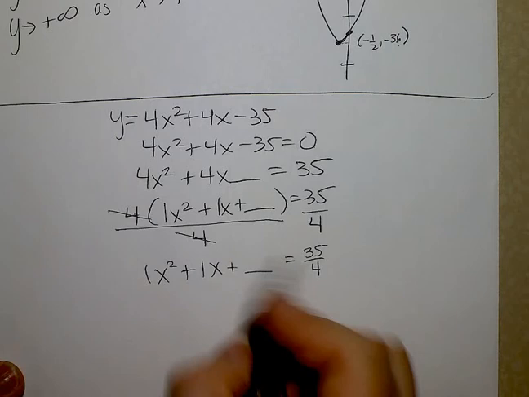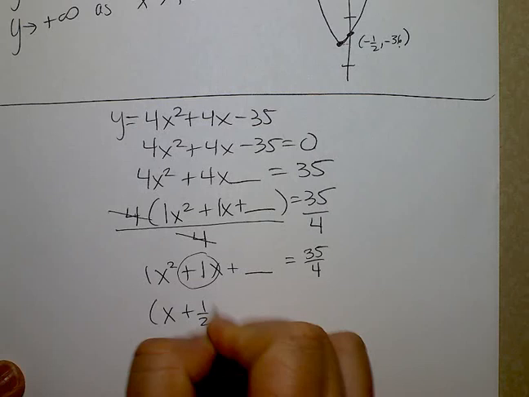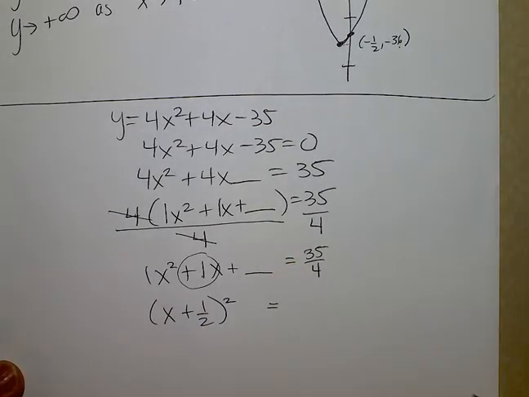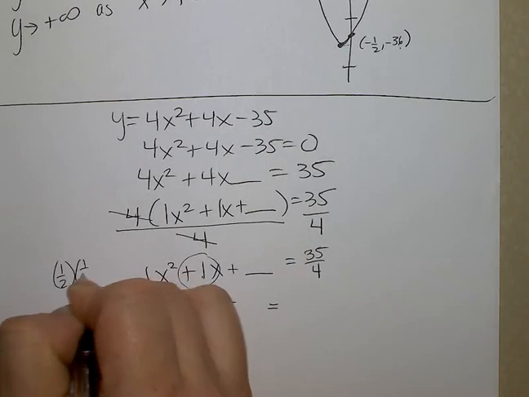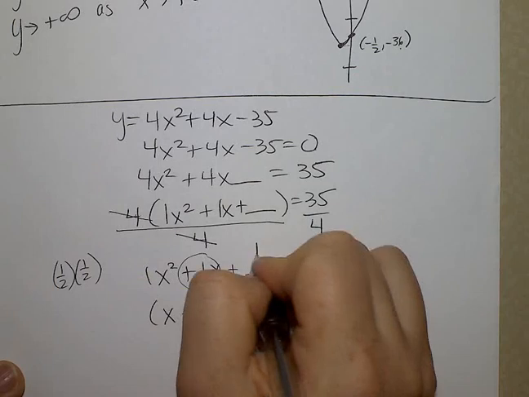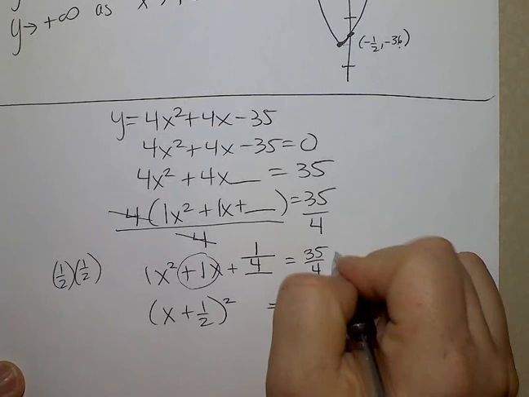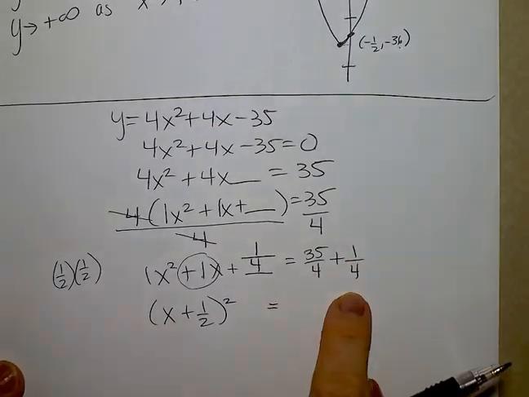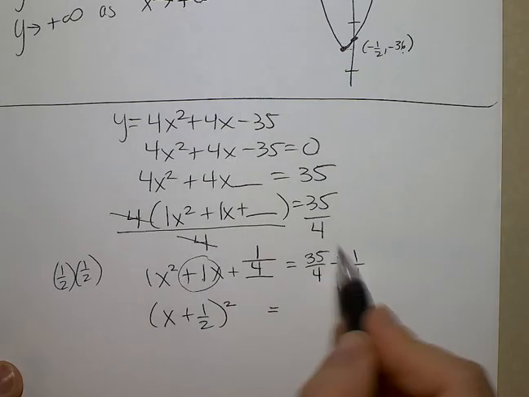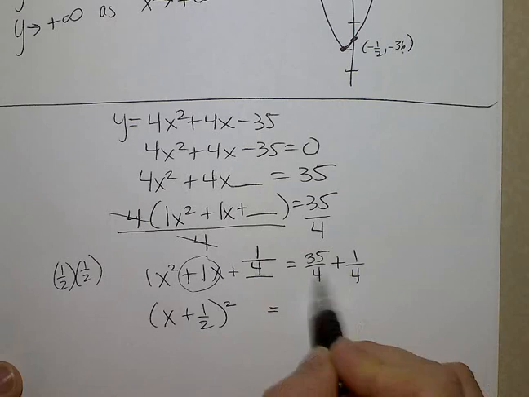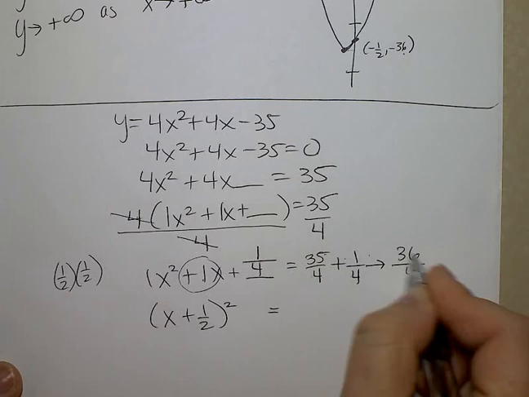Now I'm going to take the b value and I'm going to divide it by 2. 1 divided by 2 is 1/2. And now I need to square 1/2. Remember that 1/2 squared is the same as 1/2 times 1/2. 1 times 1 is 1. 2 times 2 is 4. Since I just attached a positive 1/4 here, I have to also attach a positive 1/4 on the right-hand side. And I could use the calculator to combine these, or you can see that since you have a common denominator, 4 remains in the bottom, and 35 plus 1 is 36. 36 divided by 4 is 9.